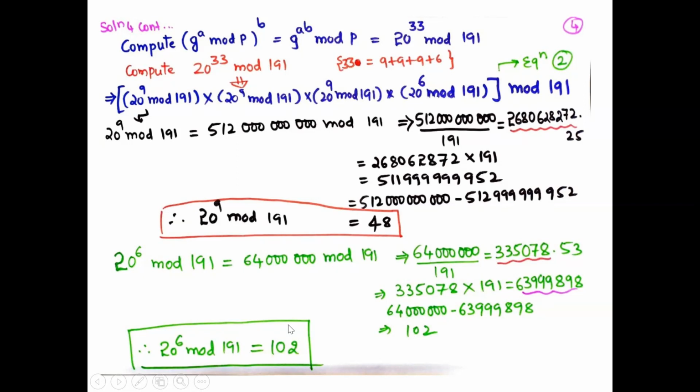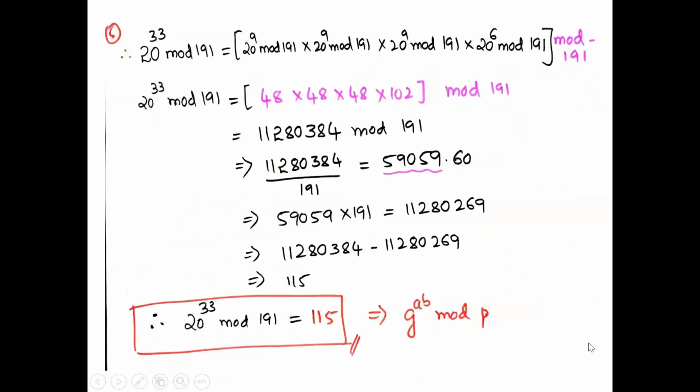Now you substitute these two values in equation 2. 20 raised to 9 mod 191 is nothing but 48. Here also 48, here also 48, and 20 raised to 6 mod 191 is 102 mod 191. So if you multiply these values, it will come around 112,803,84 mod 191. So you need to find out this value.